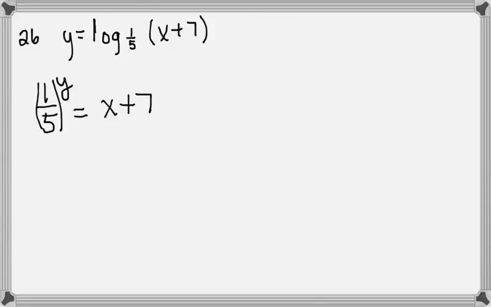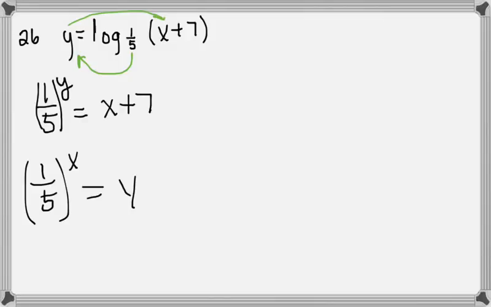You remember, you take this object and raise it to that power, and it's going to be equal to whatever you're taking the log of. Now, I'm not quite finished yet. What's the step after switching to exponential? Switch x and y. So now we have 1/5 to the y equals x plus 7, with x and y switched. And the last step was what?